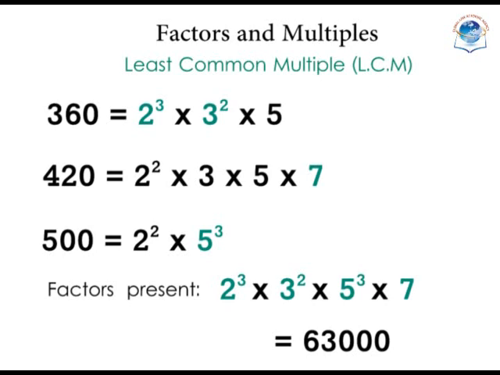And so in GCD, we pick the only common factors. But in LCM, we pick the factors with the largest powers, even though they may not be common in all the numbers.